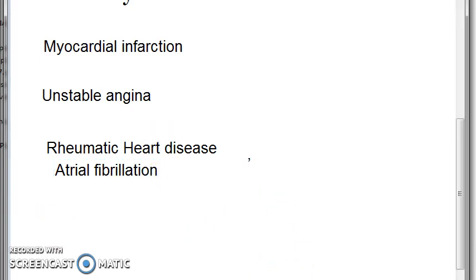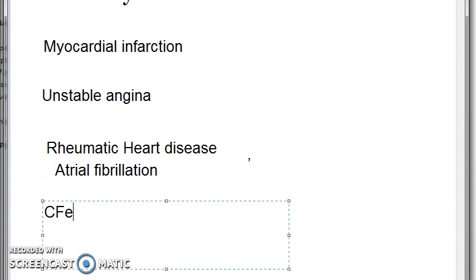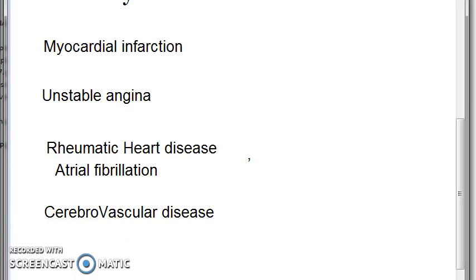Okay. Where else do you want to give it? Cerebrovascular disease, correct? Cerebrovascular disease. Are you sleeping? Please wake up if you are sleeping.